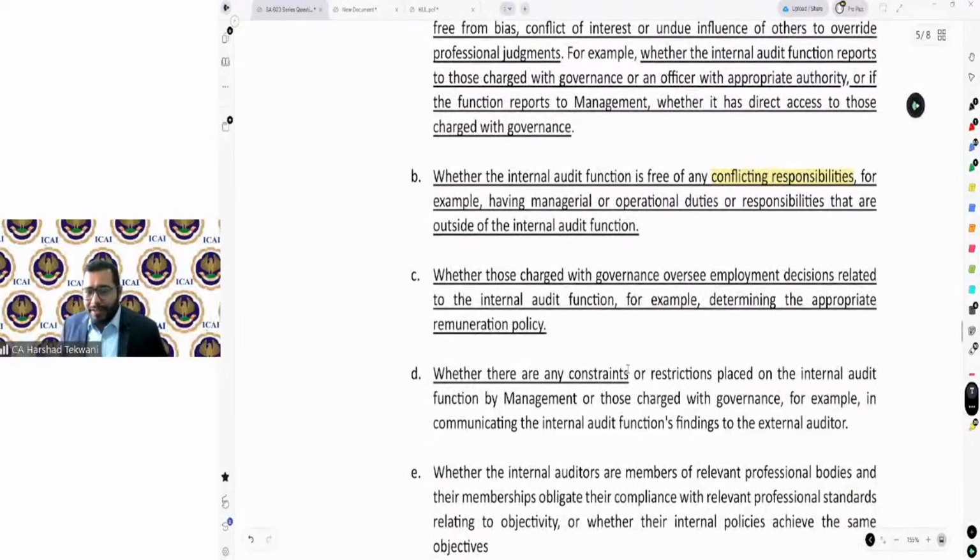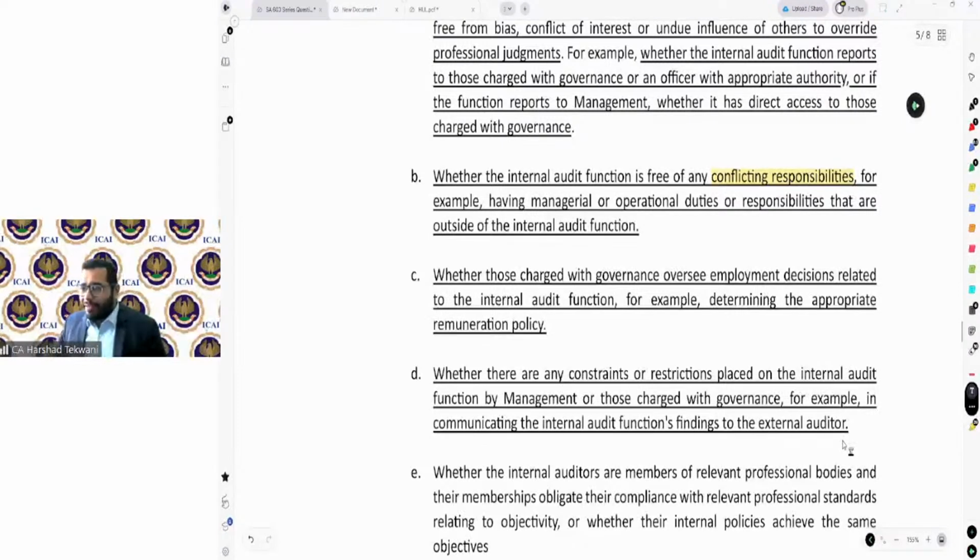Whether there are any constraints or restrictions placed on the internal audit function by management or those charged with governance. For example, in communicating the internal audit function's findings to the external auditor, there is a restriction that you cannot report your findings to the external auditor, or you cannot report until management has cleared the observations that you have identified. In that case, your reporting is dependent upon the clearance or approval provided by management, and that is somewhere impacting the objectivity.